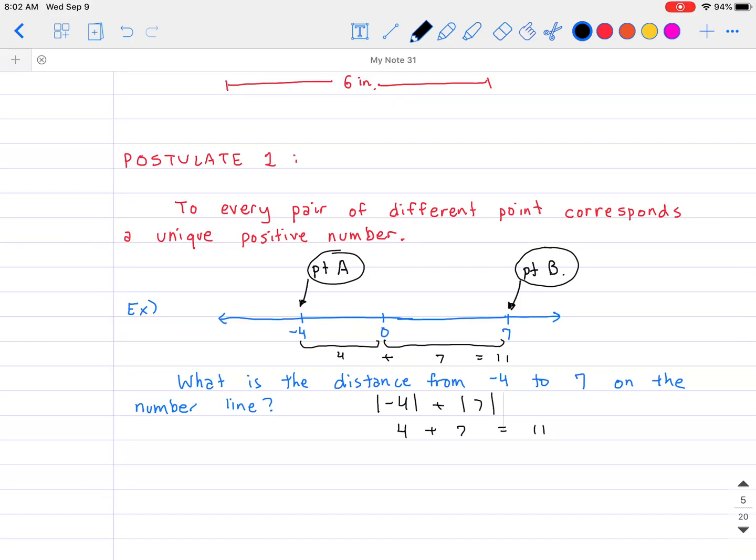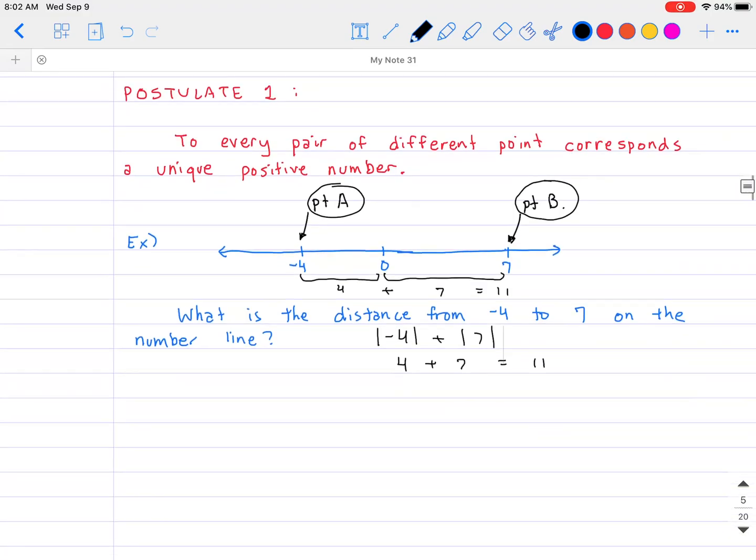Now, one last thing I need to mention is that there is a unique way that you can write this. We would write AB is equal to 11, which represents the distance that we're looking for from point A to point B. Or you can even write it as BA. It doesn't really matter because the length from one to the other is the same as the other way around. So you can say AB or BA in this case, because distance is always positive.